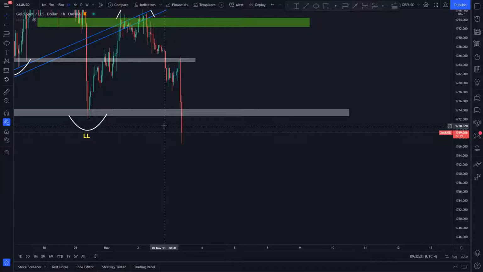The 1 hour, I always look at the 1 hour for solid pullbacks.